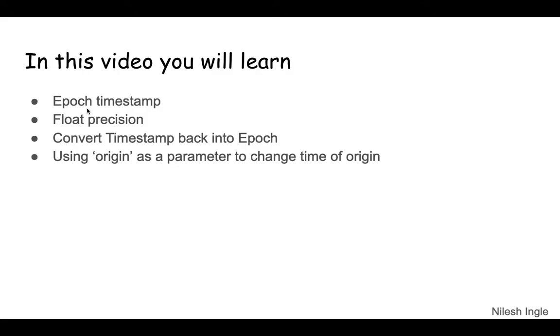Specifically, we'll look at what epoch timestamps are and how to create them, and what the effect of floats is on the precision when we create a timestamp. Next, we'll look at how to convert a timestamp back into epoch, which is either seconds or nanoseconds, and then how we can use the origin as a parameter while we are creating the timestamps, so we can change the time of origin. So let's get into Jupyter notebook and start coding.